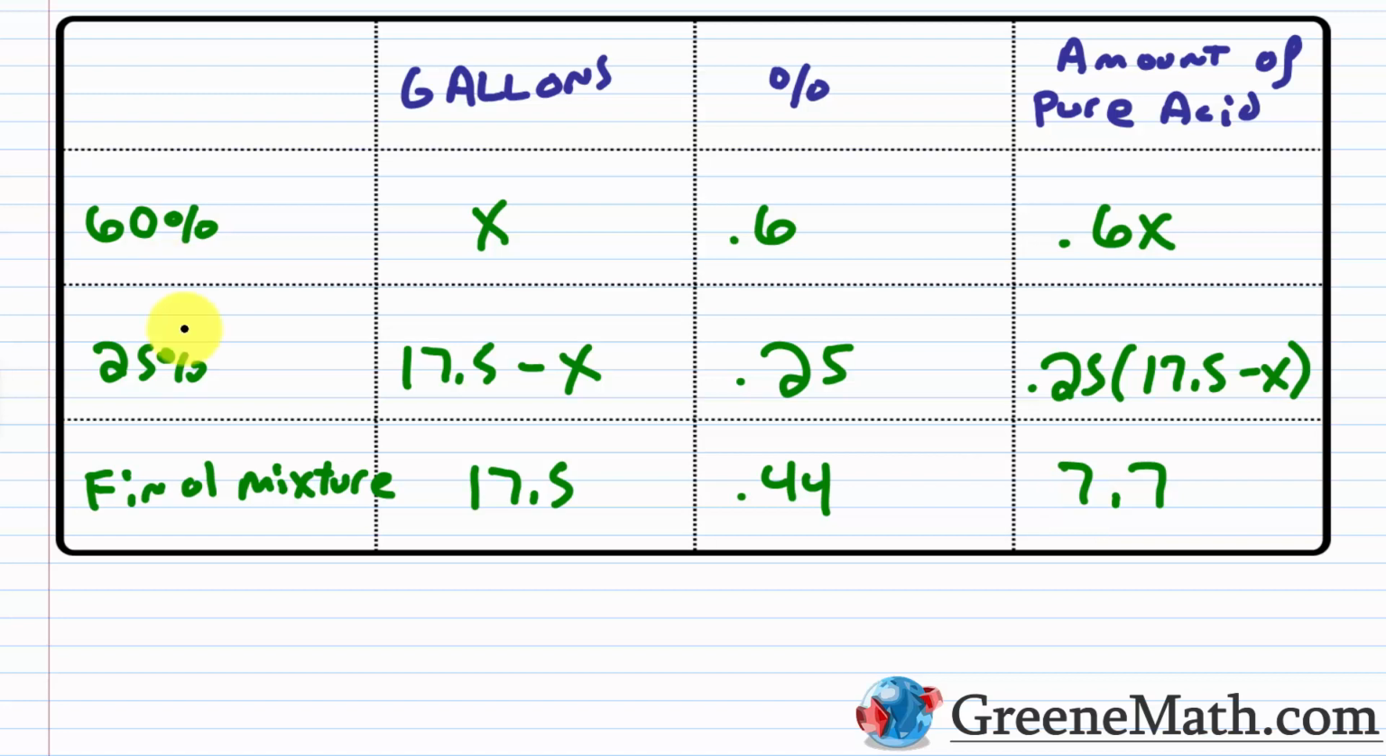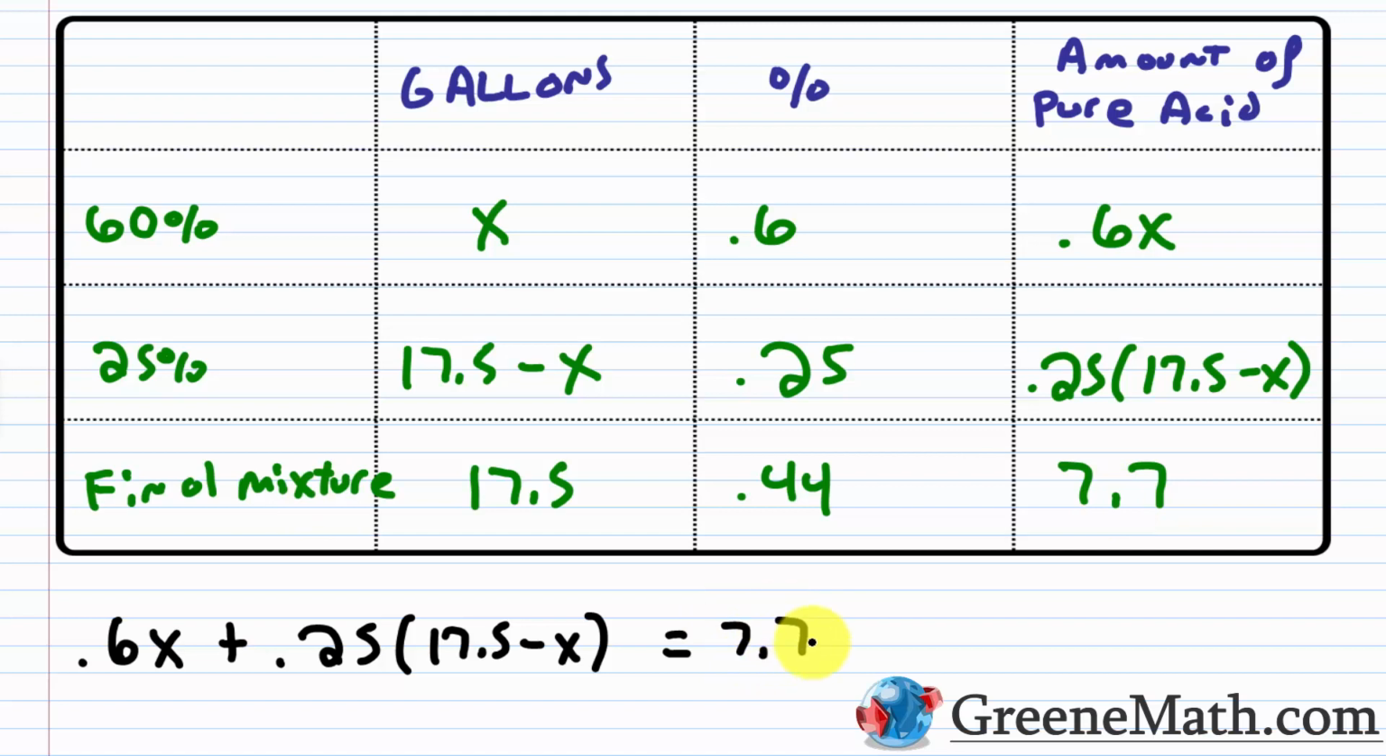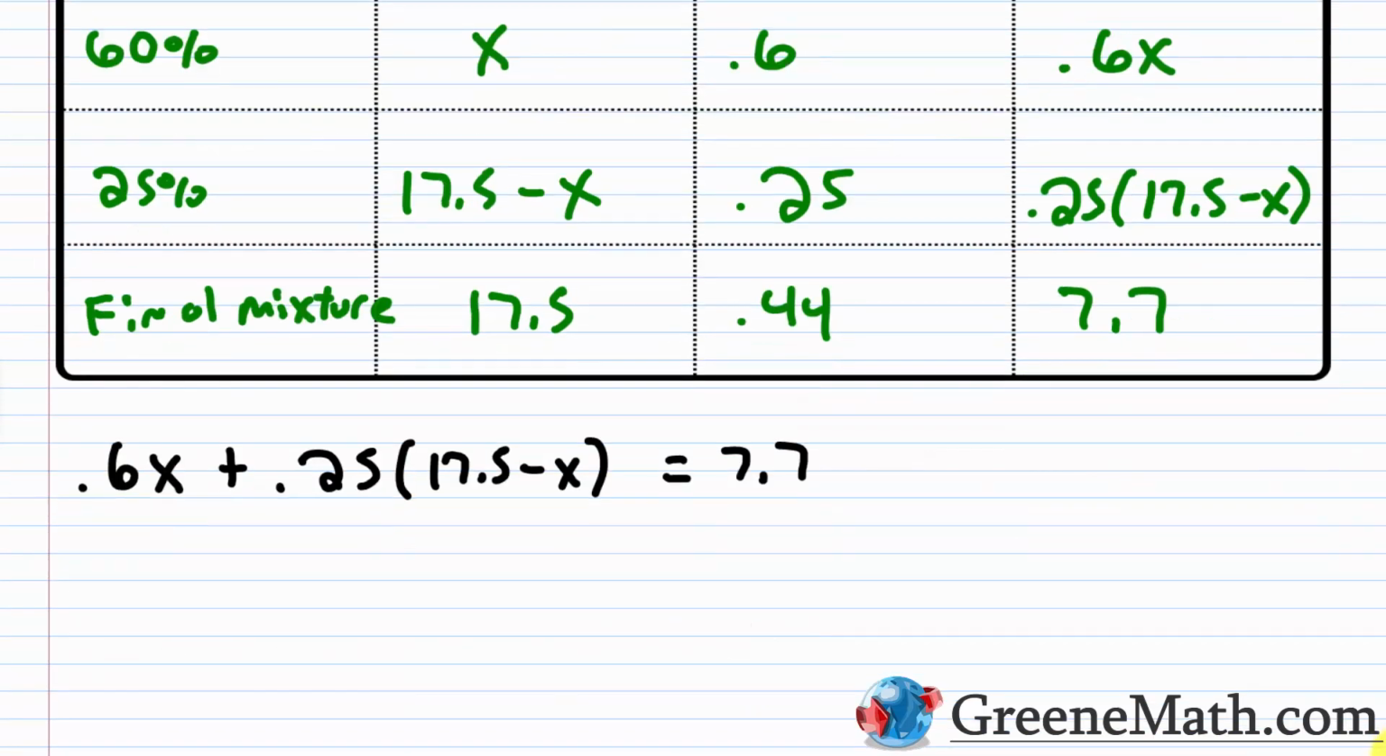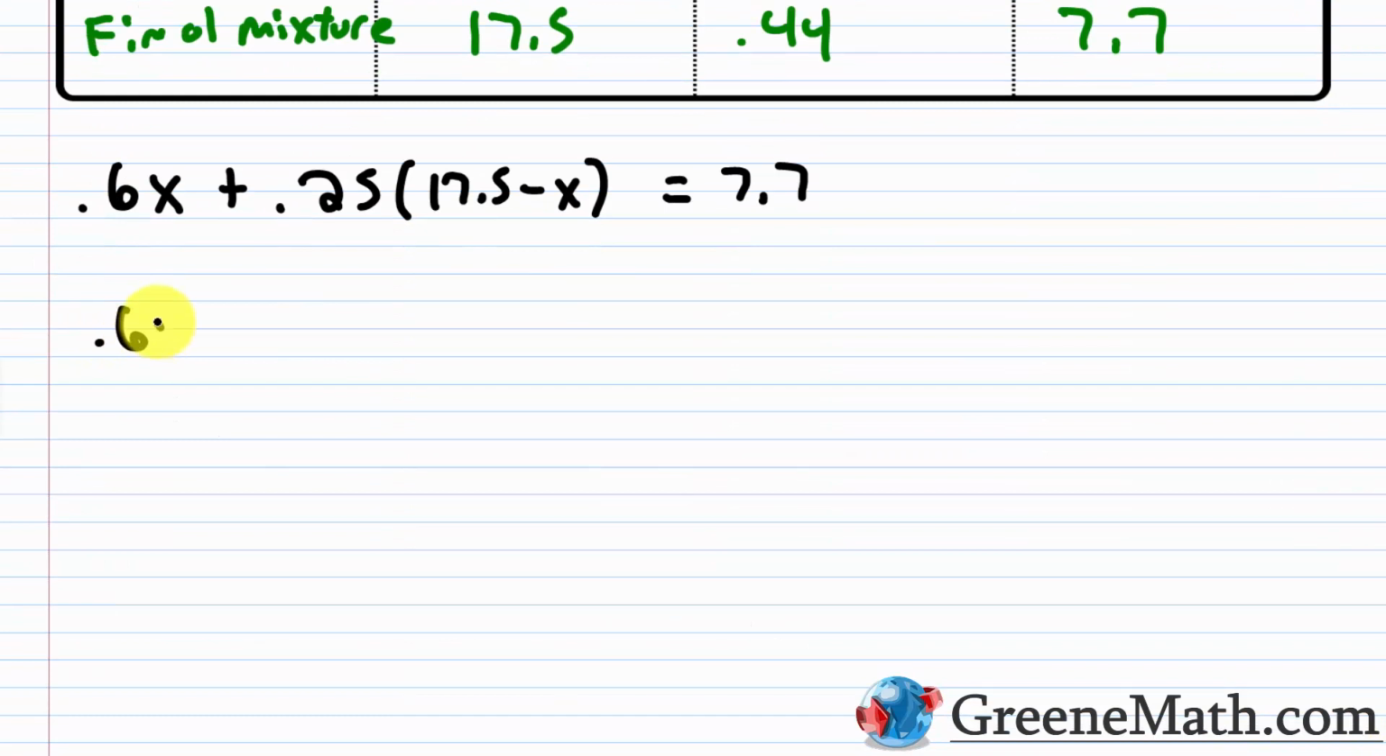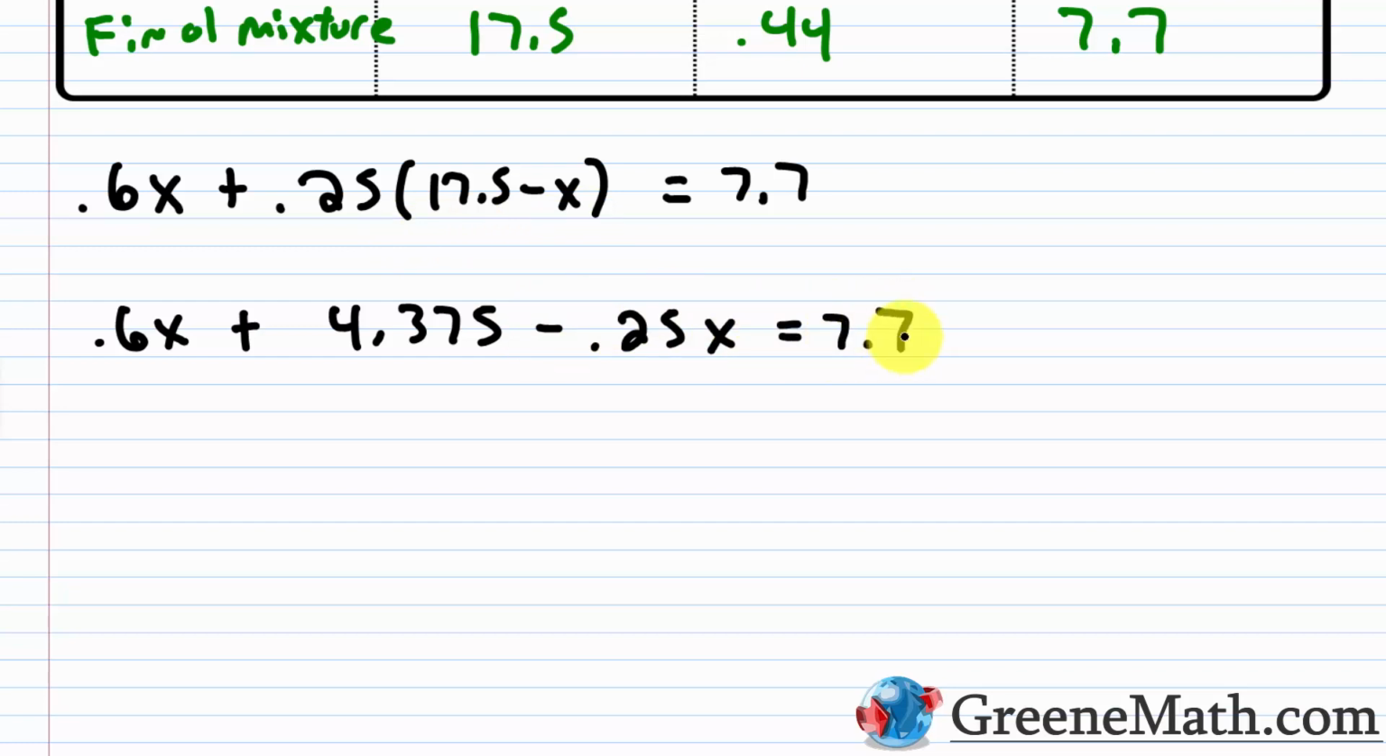Now, for our equation, we use a similar format. We think about the amount of pure acid coming from the 60% acid solution, which is 0.6x, plus the amount of pure acid coming from the 25% acid solution, which is 0.25 times the quantity 17.5 minus x. And this has to be equal to the amount of pure acid in the final mixture, so 7.7. Let's solve this equation and we'll be good to go. So we have 0.6x plus 0.25 times 17.5 is 4.375, and then minus 0.25 times x is 0.25x, and this equals 7.7.